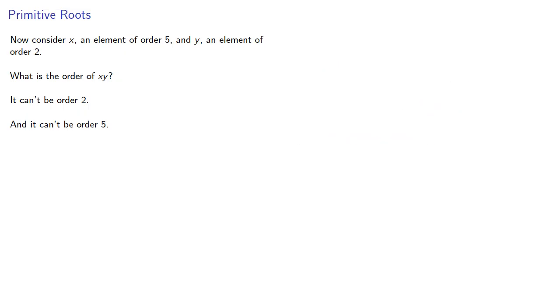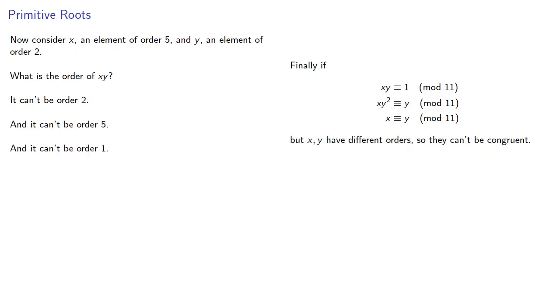Finally, it can't be order 1, because if their product is congruent to 1, I can multiply by y to get, and since y has order 2, that y squared gives us a factor of 1, which we could ignore, and I have x congruent to y, but x and y have different orders, so they can't be congruent. So the product can't be order 2, can't be order 5, can't be order 1, so it must be order 10, and so it's a primitive root.